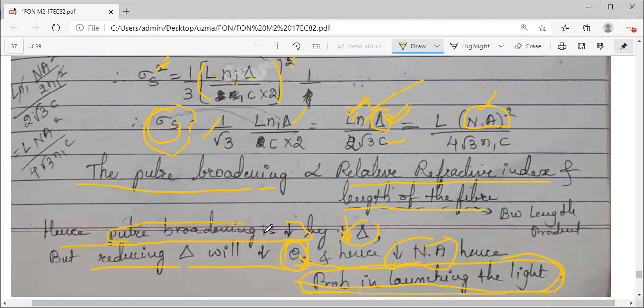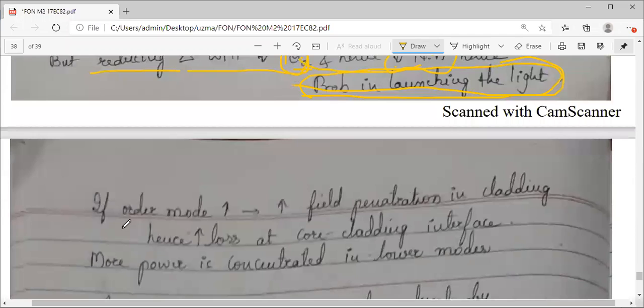If you want to reduce pulse broadening and you reduce delta, it will affect acceptance angle. In turn, it will affect numerical aperture. And talking about the modes, we are now into the multi-mode fiber. So higher order modes, lower order modes come into picture. I have told you again and again, lower order modes carry more power compared to the higher order modes. So if you want to work at higher order modes, the field penetration will be in the cladding region, because lower order modes are concentrated in the core. The power or the field distribution will be more towards the core.